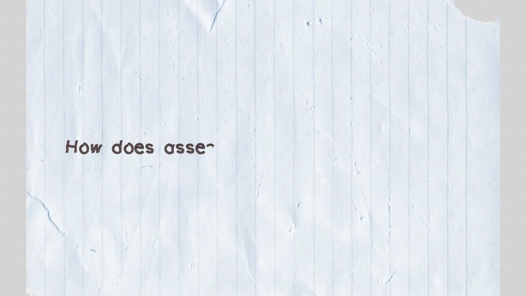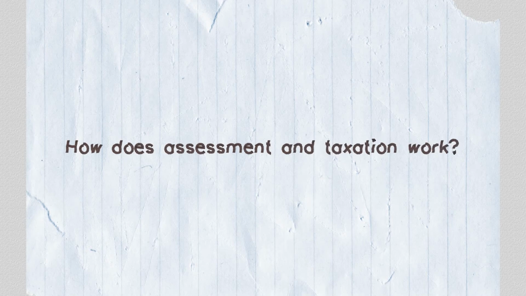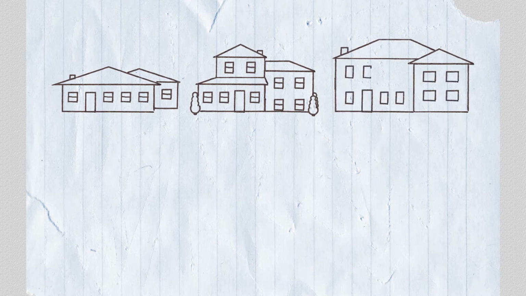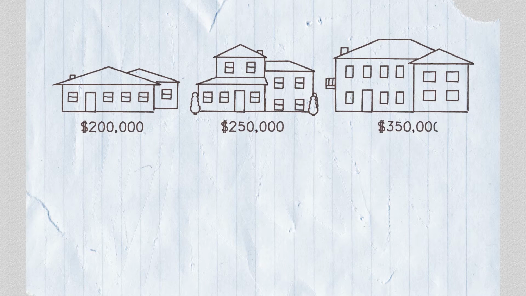I want to explain to you how assessment and taxation work. Let's start off by creating a small town with only 3 houses. Each house is different and has a different value. The first house has a market value of $200,000. The second house has a value of $250,000. And the third house is valued at $350,000.